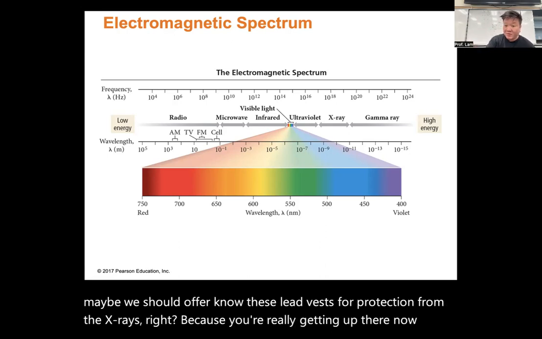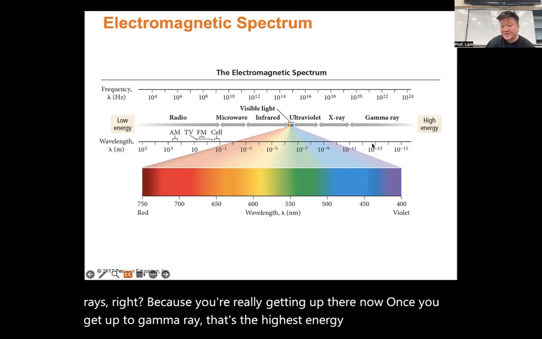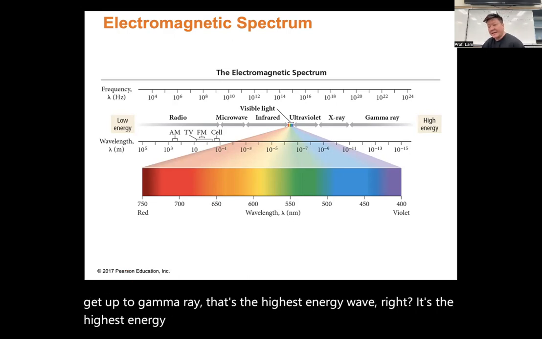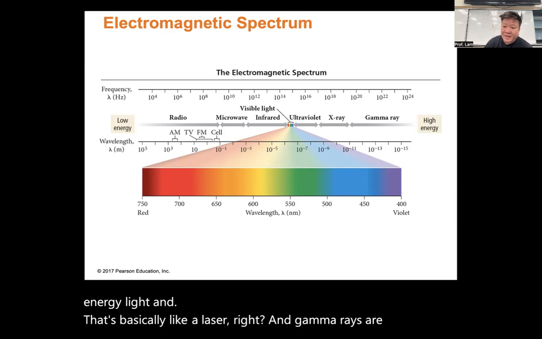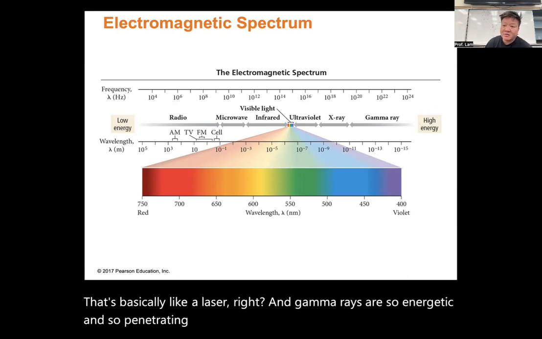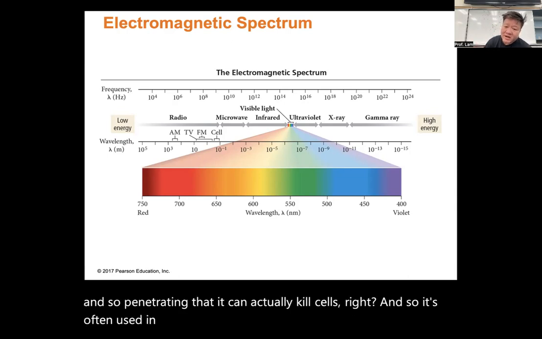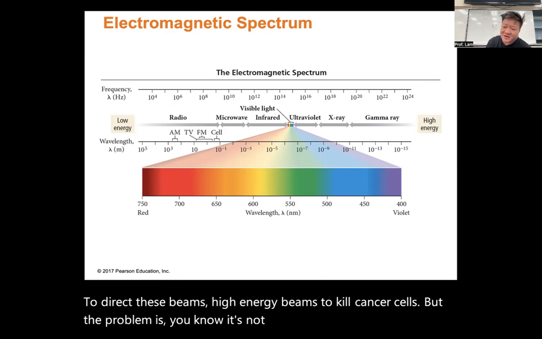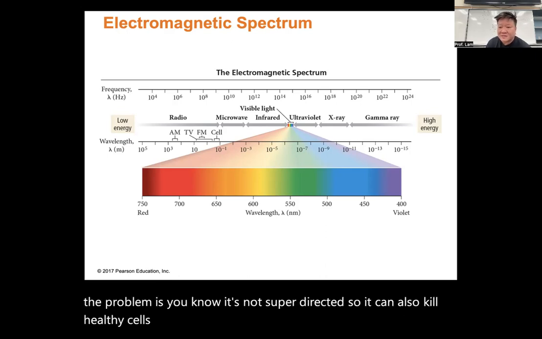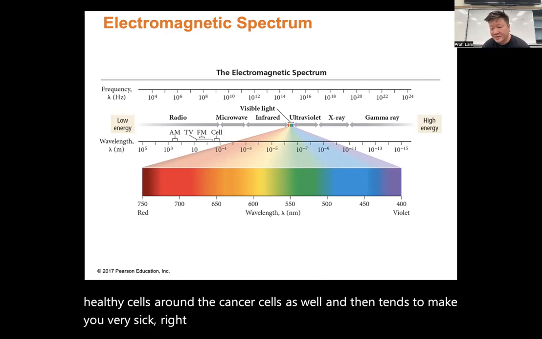Now, once you get up to gamma ray, that's the highest energy wave, right? It's the highest energy light. Gamma rays are so energetic and so penetrating that they can actually kill cells, right? And so it's often used in chemotherapy to direct these high energy beams to kill cancer cells. But the problem is, it's not super directed, so it can also kill healthy cells around the cancer cells as well, and tends to make you very sick, right? It makes the patients very sick.